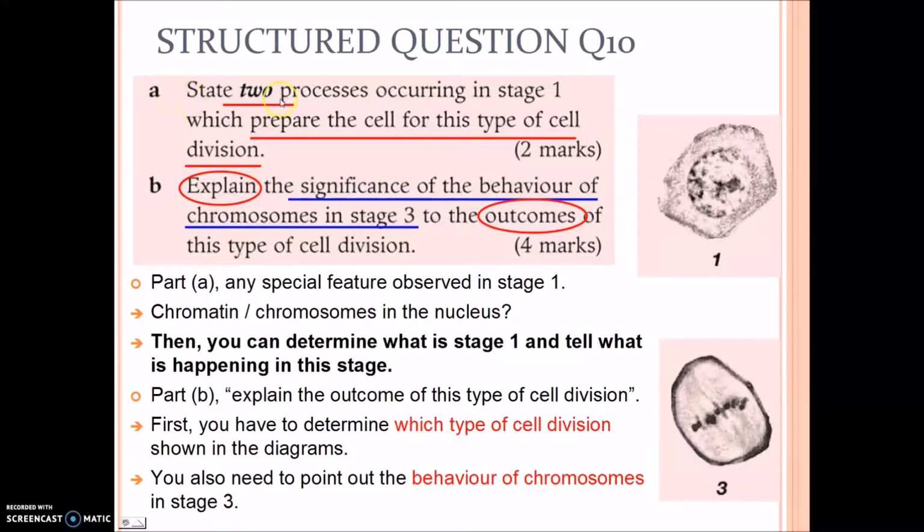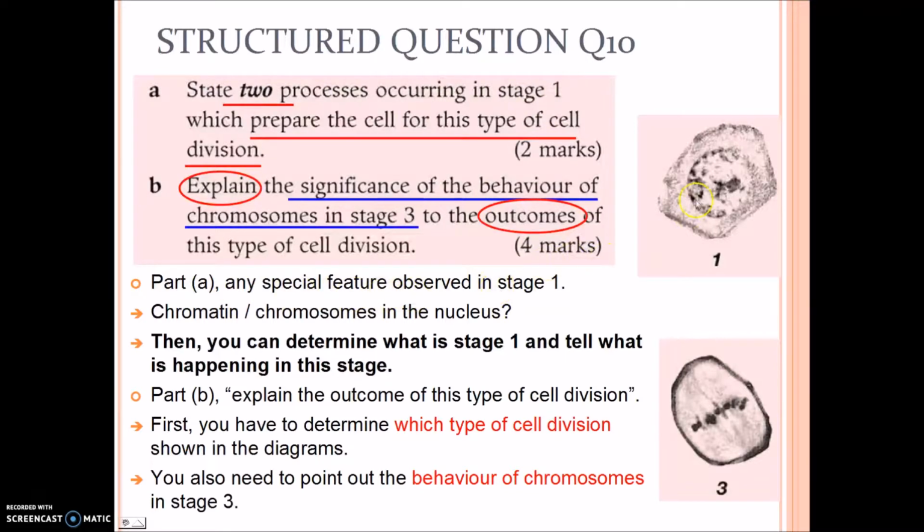So for part A, stage 2 processes occurring in stage 1, which prepare the cell for this type of cell division. So the point is, what is stage 1, and then you can tell me the 2 processes, for 2 marks.